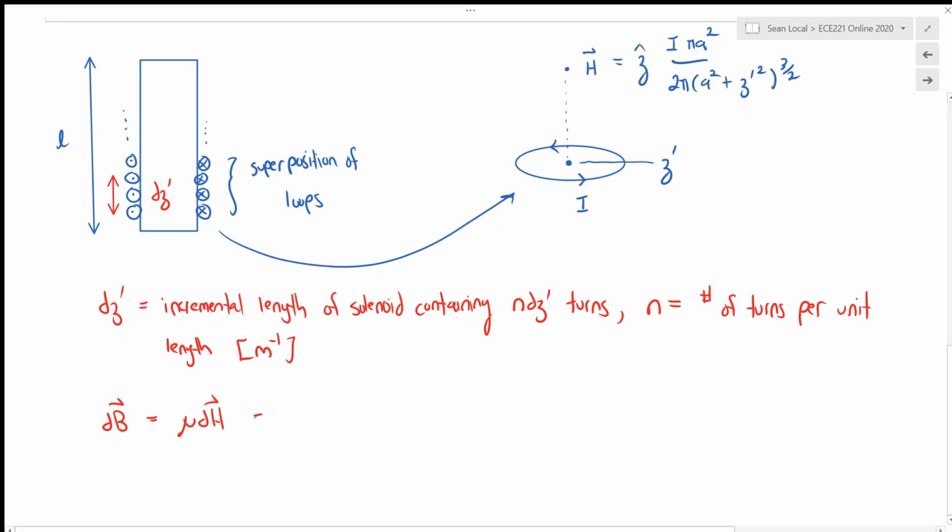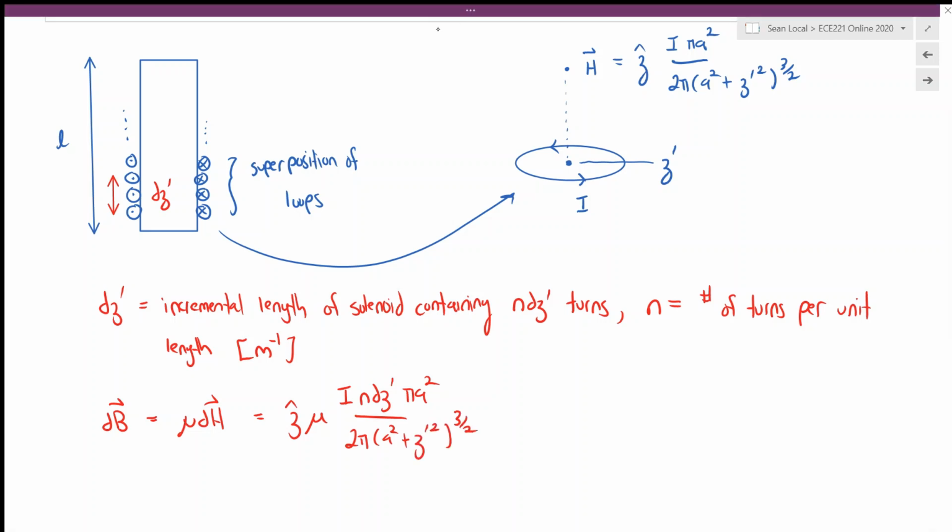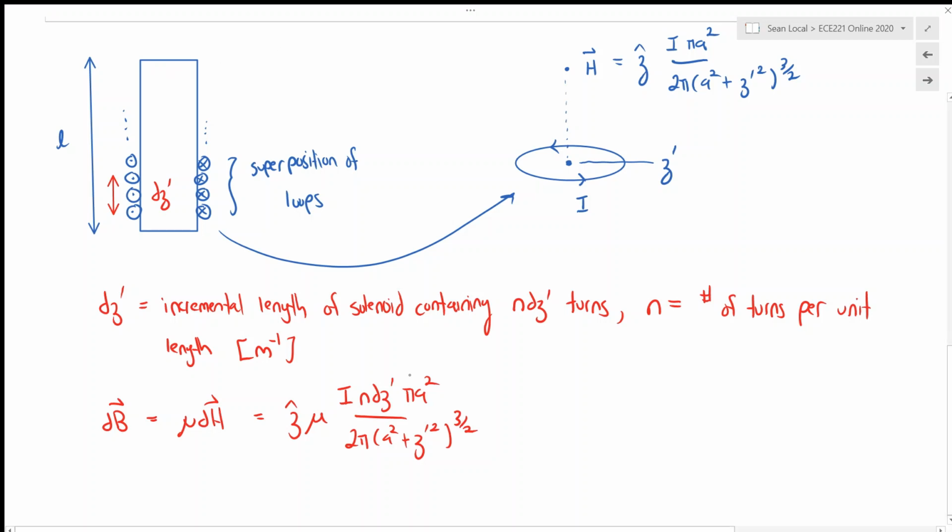So first we need to multiply by mu, because we're concerned with the B field, and we're going to replace I with I times N dz prime. Then we still have a pi a squared in the numerator and a denominator that remains the same, 2 times (a squared plus z prime squared) to the power of 3/2. Now before we go too far, these pi's in the numerator and the denominator are going to cancel out, so let's not track these anymore.